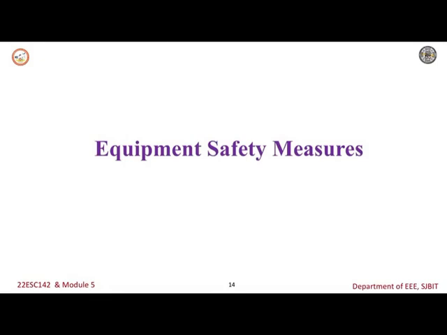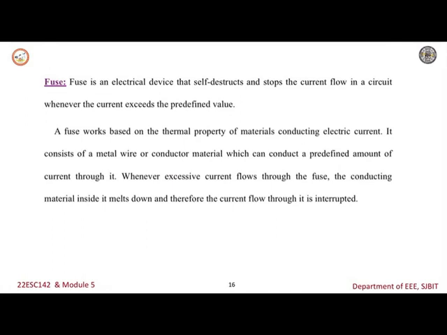Next topic we are going to discuss is equipment safety measures. So, why do we require equipment to be protected? Whenever a short circuit occurs, a very high amount of current flows through the equipment. Obviously, all the equipment we use has a certain rated current. If more current flows through it, it will damage the equipment. That's why a safety measure should be taken.